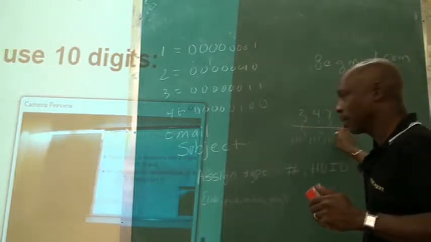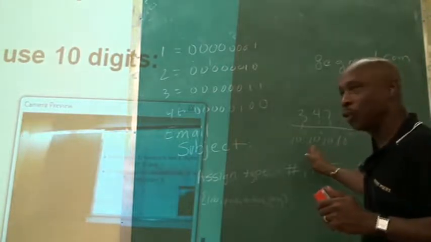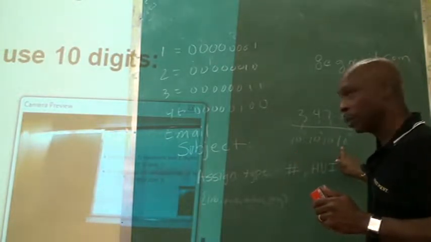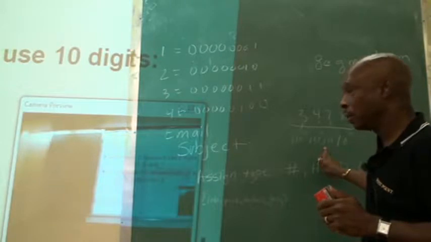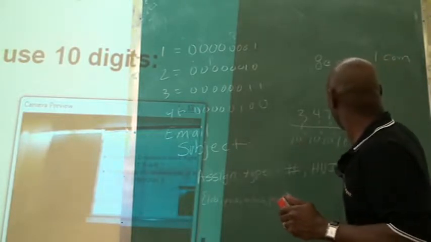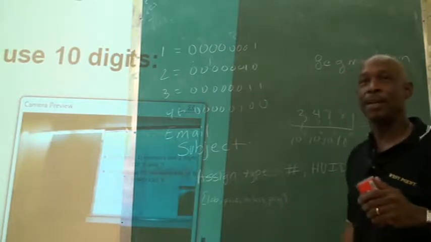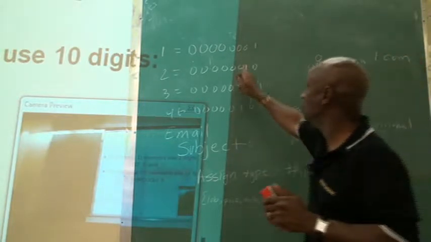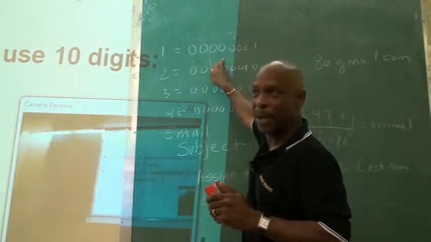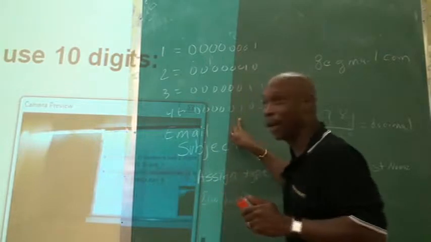So the place in the number corresponds to the unit position first, the 10th position, the 100th position, the 1000th position. This is decimal, or base 10 numbering system. This is binary, base what? Base 2.